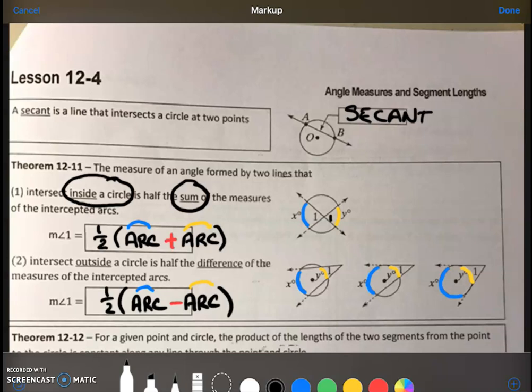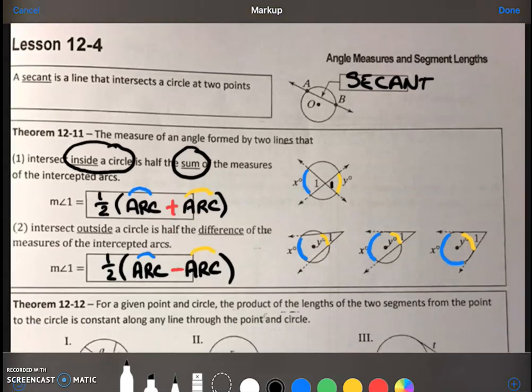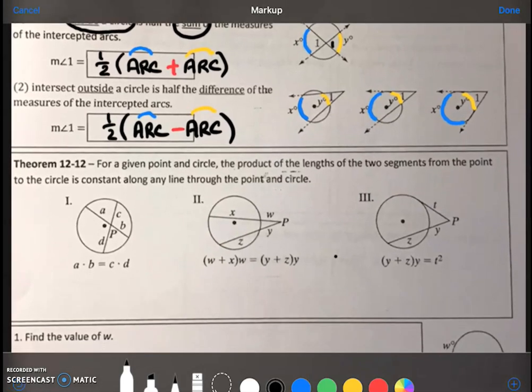Okay, this is notes for lesson 12-4 for my regular geometry. If you go back to 12-4, we actually had some notes already filled out prior to this coronavirus. So this was what it should look like about angles inside the circle and angles outside the circles. You add when you are inside the circles, the two arcs, and you subtract when you are outside, and then multiply by half.